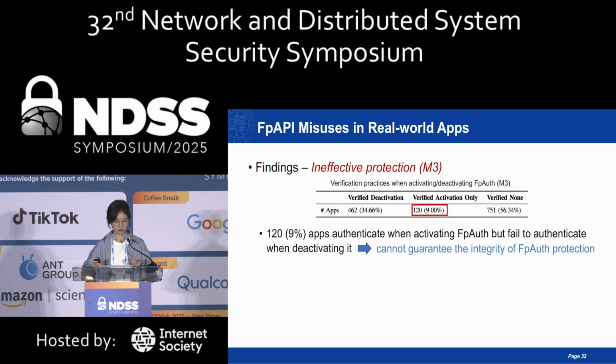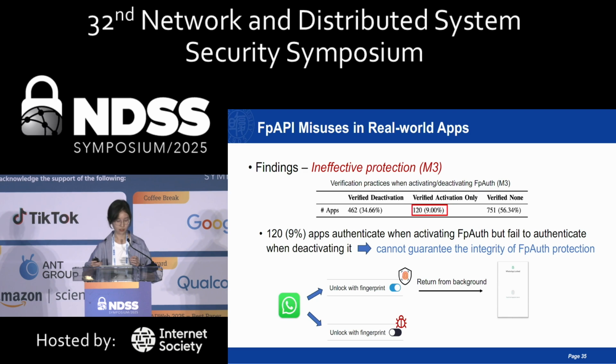And regarding unauthorized fingerprint deactivation, we found 120 apps enforce authentication when activating FpAuth, but fail to do so when deactivating it. This makes the protection ineffective. For example, in WhatsApp, it requires FpAuth when activating the fingerprint lock, and it needs re-authentication every time returning from background. However, if someone has the opportunity to turn off the fingerprint lock, since authentication is not required when deactivating it, they can then obtain permanent access.